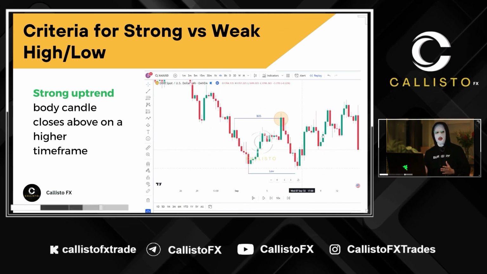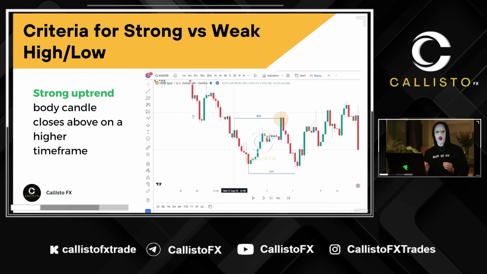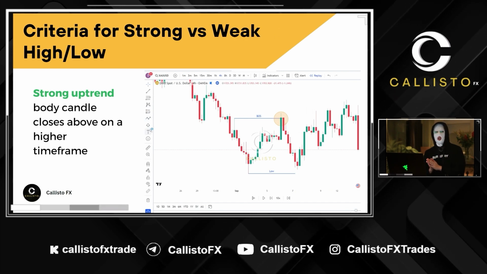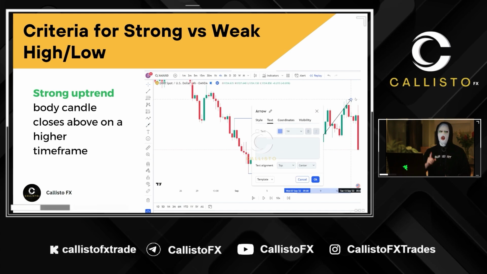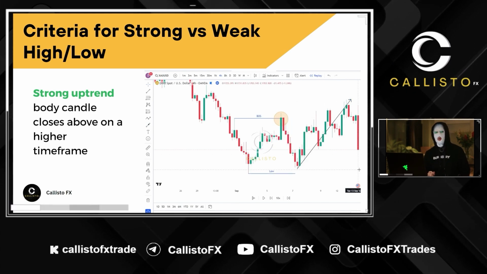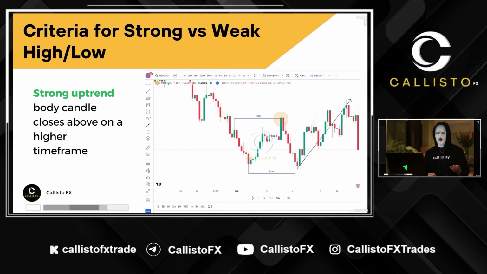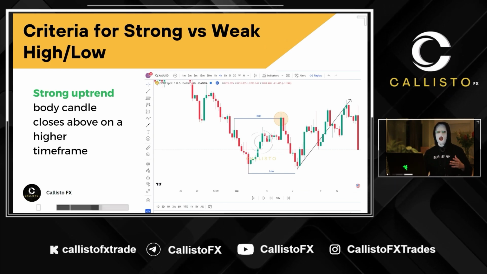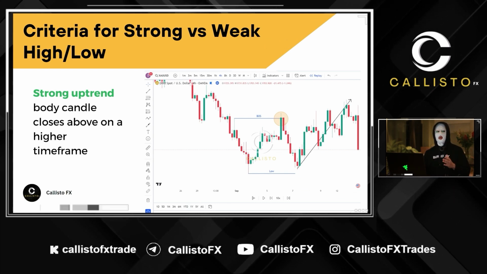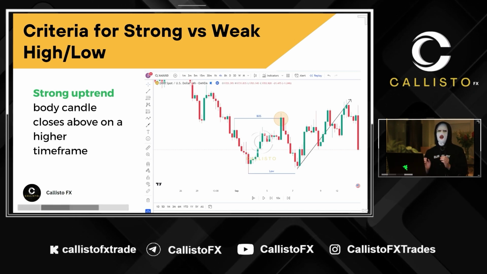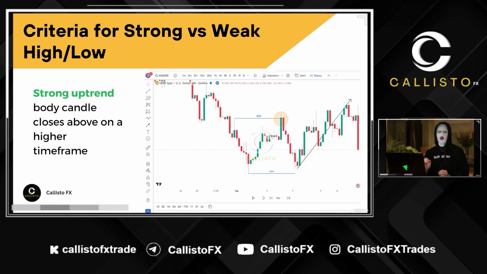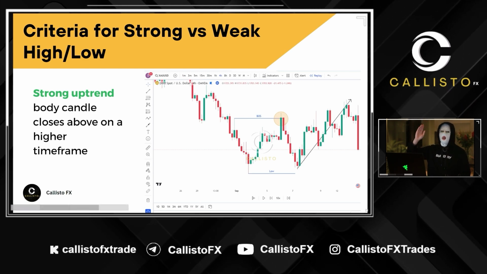What's the criteria for a strong versus weak high or low? For a strong uptrend, it's pretty straightforward. We're looking for a body candle closure above on the higher time frame. This means anything above the 1 hour chart. So this could mean the 1 hour, 4 hour, daily, and so on. Why is this so? With a body candle close above, it indicates strong buying pressure from the markets, making it a high probability for price to just continue higher.